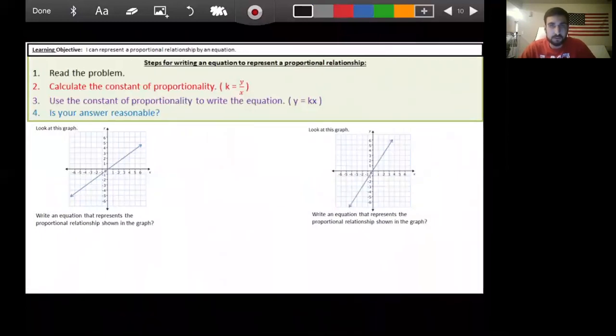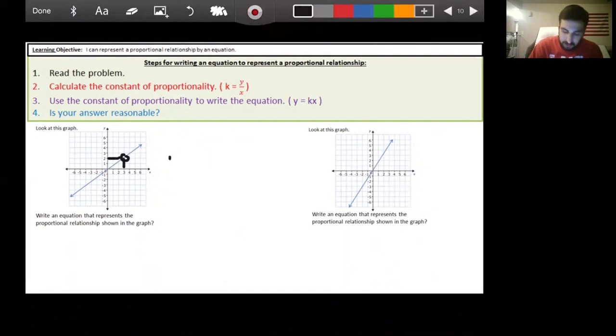All right, so another graph. This one goes all the way through. This one's not asking us to change any variables. It just says to write an equation that represents the proportional relationship shown in the graph. So what we're going to do is pick a point. If I go right here, that has a corresponding y value of 2 and a corresponding x value of 3.